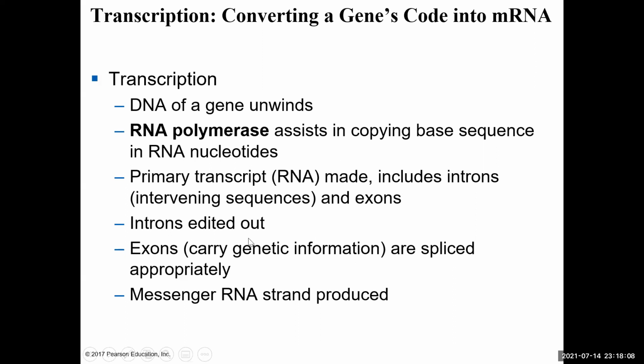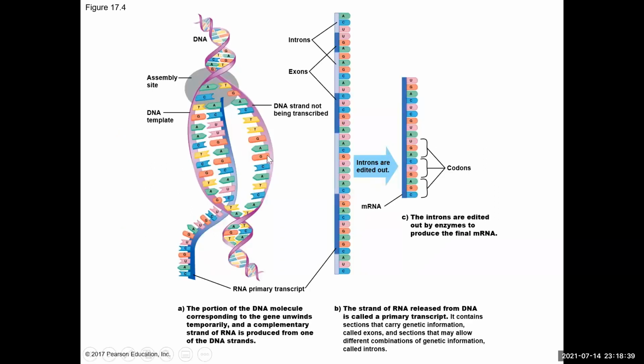And so the introns are edited out of the RNA, and then the exons are spliced together. After those introns have been edited out and those exons have been spliced together, that forms the messenger RNA strand, and then that messenger RNA strand will leave the nucleus of the cell and be ready to be translated into a protein. So here we have a figure of how this happens.